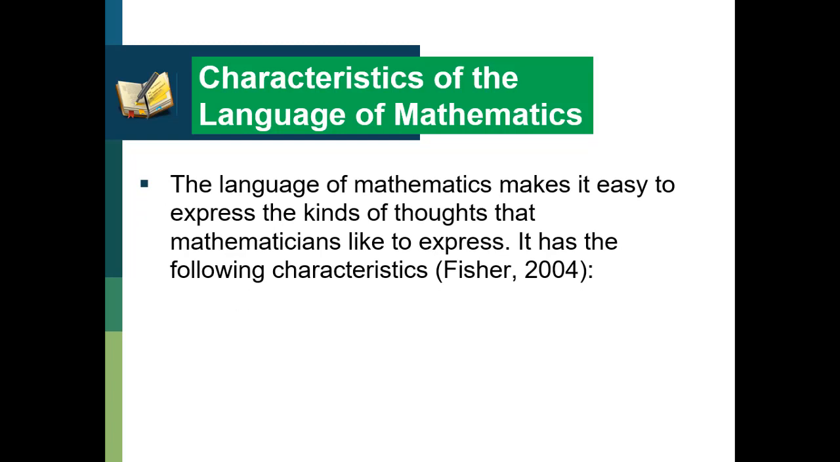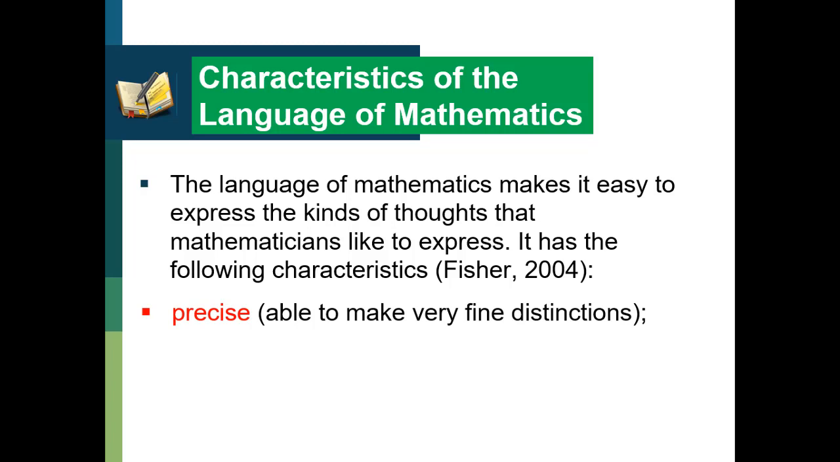First, let's discuss the characteristics of the language of mathematics. The language of mathematics makes it easy to express the kinds of thoughts that mathematicians like to express. It has the following characteristics, according to Fisher. First, precise, or able to make very fine distinctions. This is very true because in mathematics, 1 plus 1 is always 2 under natural conditions. 2 is always greater than 1. See? Everything is precise. And that's the wonder of mathematics.